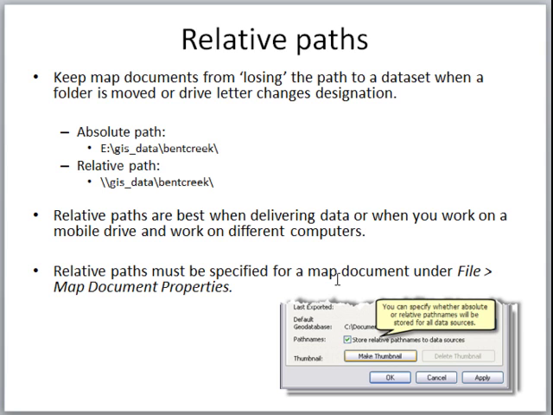It makes GIS projects more portable. It's not the default. You actually have to go into a map document properties under the file dropdown and click this store relative paths to data sources checkbox. I'm not sure why it's not the default. I think it's been about 7 years now. I've been thinking that the next version of ArcGIS will make that the default, but they have not yet.